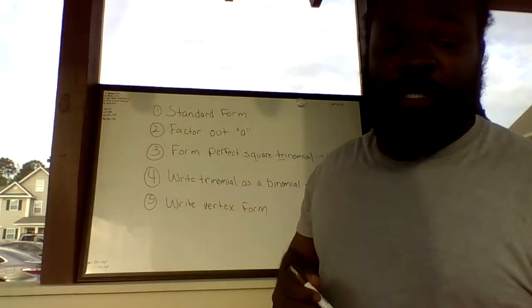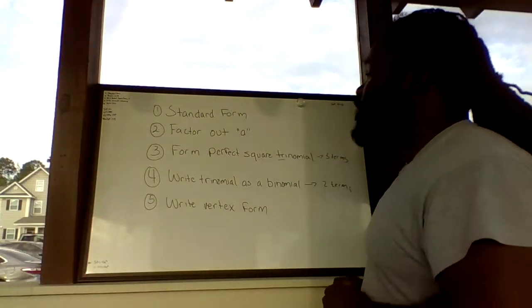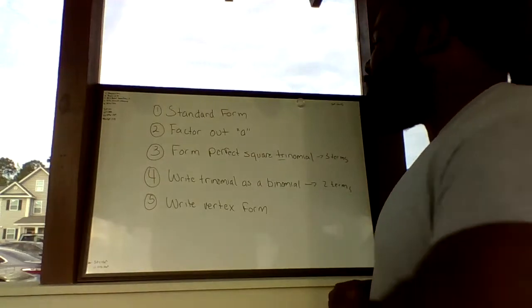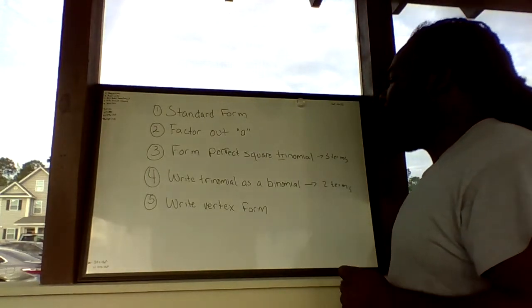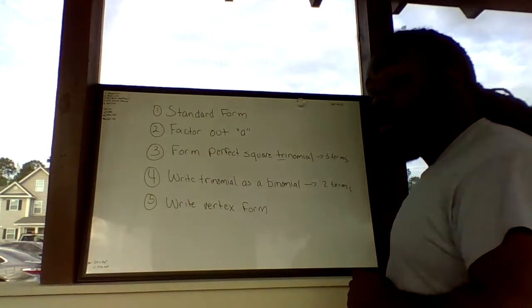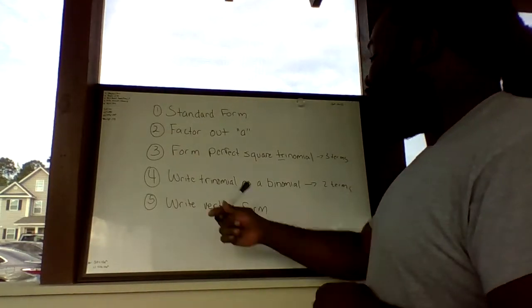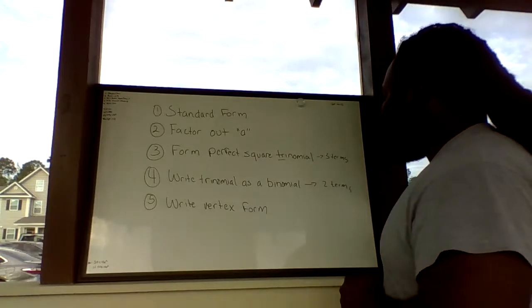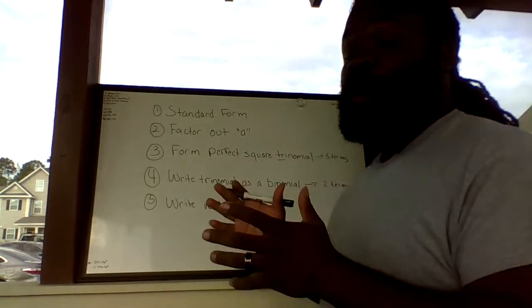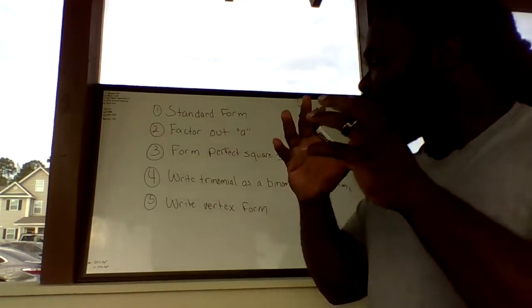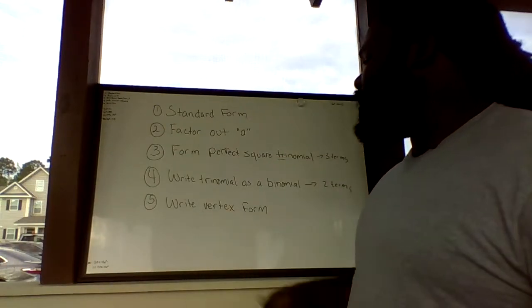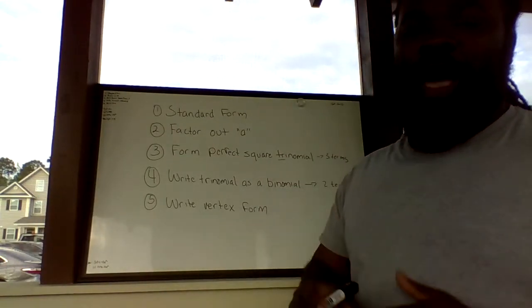All right, so remember, step 1 first is write it in standard form. All right, step 2, we want to factor out our A. Step 3, we want to form a perfect square trinomial. That'll be something that has 3 terms. That's when we complete our square, right? Then we want to write the trinomial as a binomial, right? So that perfect square trinomial we'll write it down in factored form, right, as a binomial. And then we'll take that and write it in vertex form.